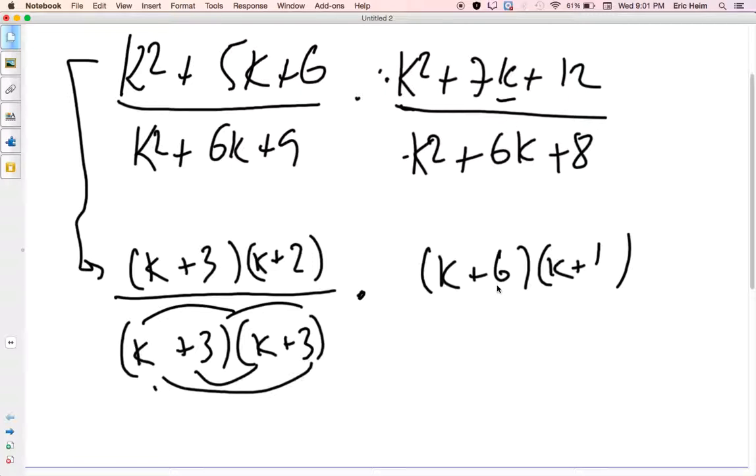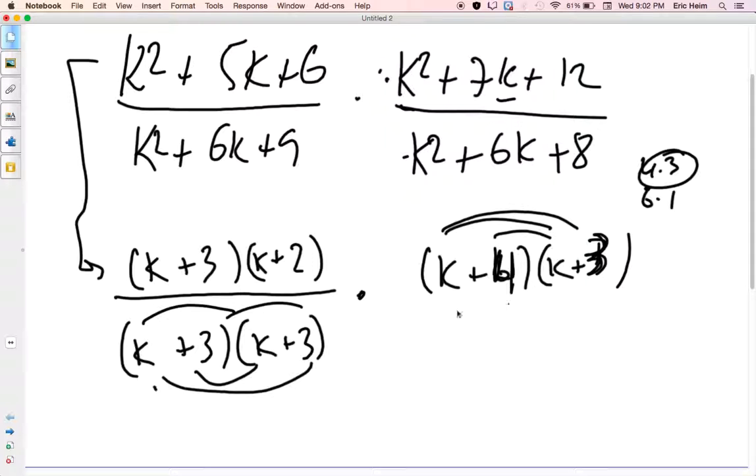Oh, wait a second. It's not working. Nope, 6 times 1 does not equal 12. I should have written it out, right? 4 times 3 and 6 times 1, etc. It's going to be 4 times 3. I made a boo-boo. I knew that because I checked it. But double check: first k squared, outer 3k plus 4k makes 7k, and last 4 times 3 is 12.